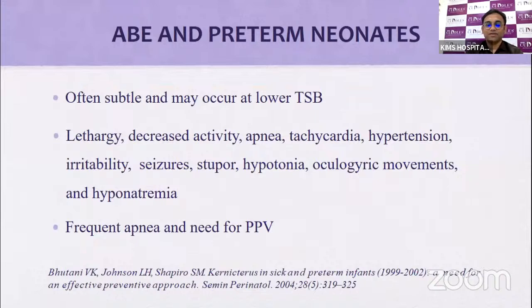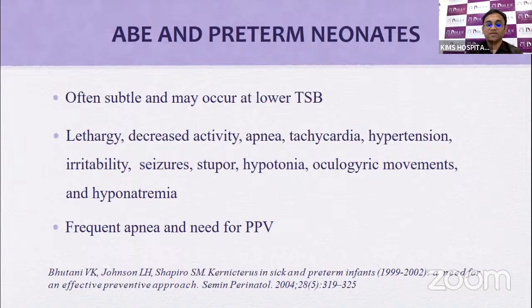In preterm neonates, acute bilirubin encephalopathy may be happening at very low levels. So these babies might have lower total serum bilirubin compared to term babies, and bilirubin encephalopathy can still happen. The signs are very subtle, and these are what preterm babies will often exhibit anyway because of their other comorbidities. They can present with lethargy, decreased activity, apnea, tachycardia, hypertension, irritability, seizures, stupor, hypotonia, oculogyric movements, and hyponatremia. One of the most frequent signs is apneas requiring bag and mask ventilation, which is also one of the signs of acute bilirubin encephalopathy in preterm units.